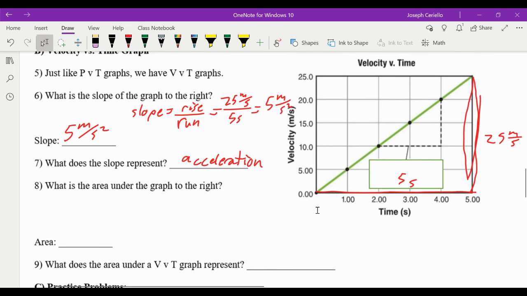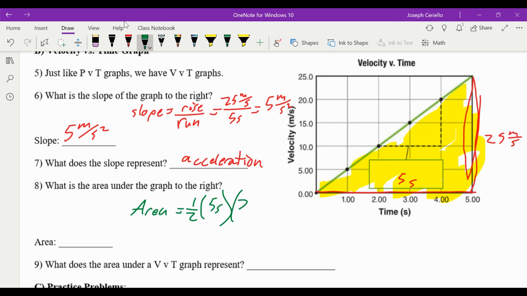What is the area under the graph to the right? Well, for that, you would just do this highlighted area here. It's a triangle. So find the area of this triangle. How do we do that? 1/2 base times height. It's actually really similar to the last one as far as the numbers we're going to use. So area equals 1/2. The base is 5 seconds because it's a triangle. The height is 25 meters per second.